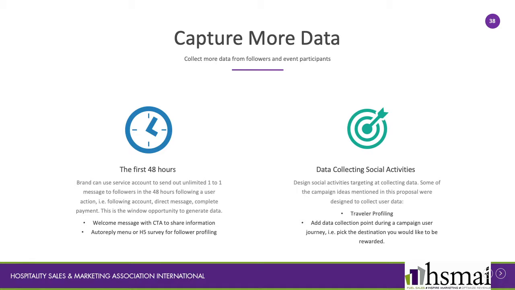And then if you want more data, not just from WeChat, you can create it yourself. For example, in the first 48 hours, when someone follows you, you can send out some survey forms or just one or two clicks, so you will get more data. If you want to connect to your CRM system, then you can ask them to give you their membership number so you can link it to your CRM system. And when you run a social campaign, always think about if you can include a data collection point in your campaign, like traveling profile, preferences.